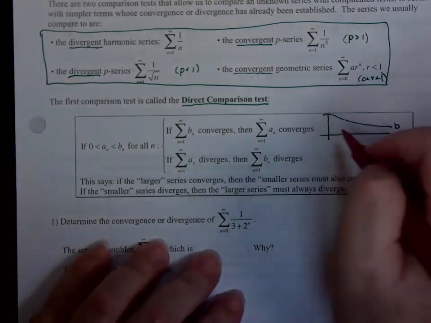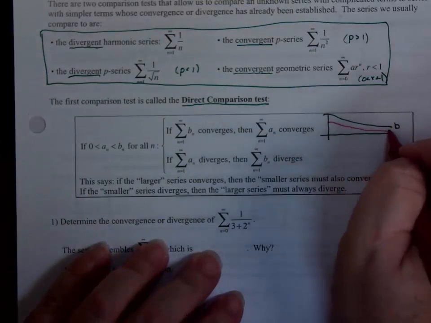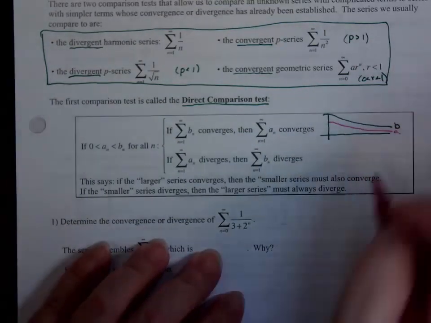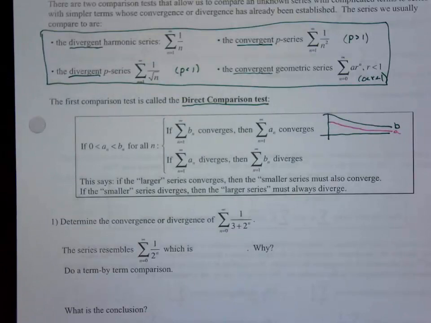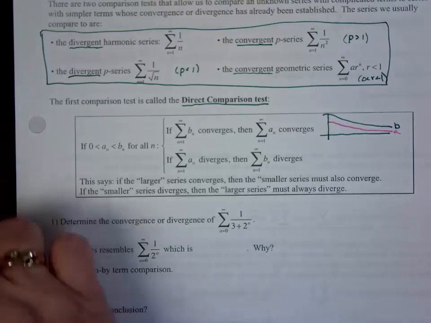Converge. It has to converge also. A is always under B, and it's bigger than 0, so A's got to converge also. It's kind of forcing it to converge. It's pushing it down. So if the one above converges, it's going to push the one below it to converge as well.